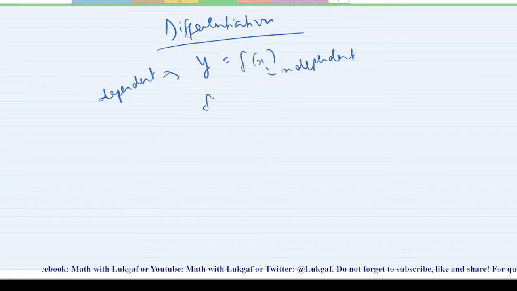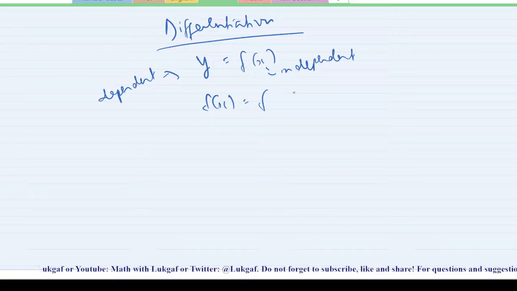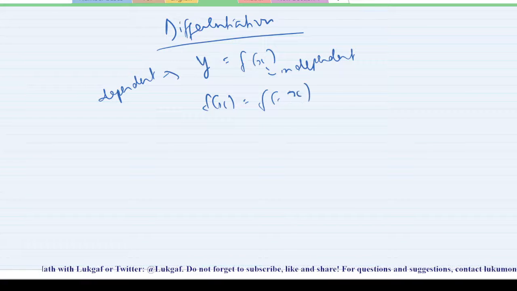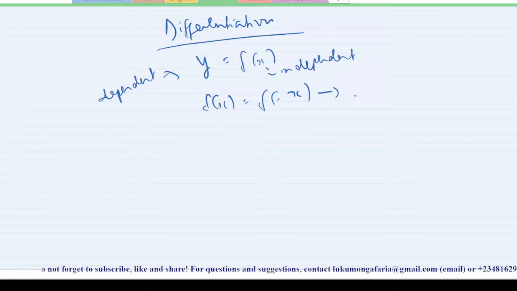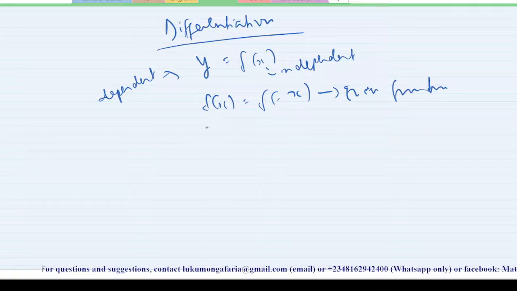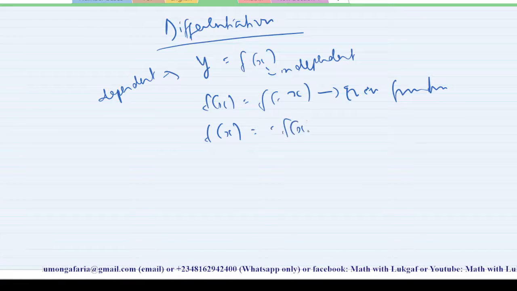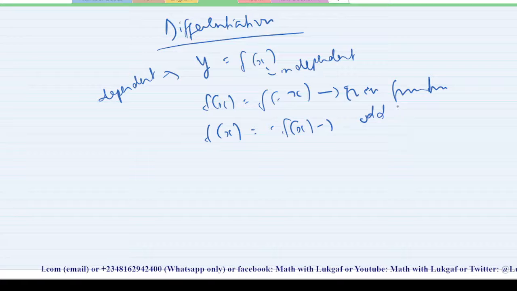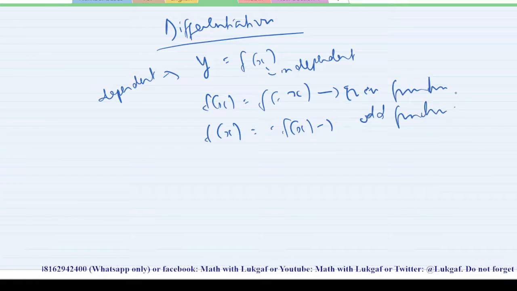I said if your f of x is equal to f of minus x, that is for any value of x, if this is satisfied, then we call this an even function. Likewise, for any value of x, if I have f of x equal to minus f of x, then this is an odd function. Today we are going to start with differentiation.